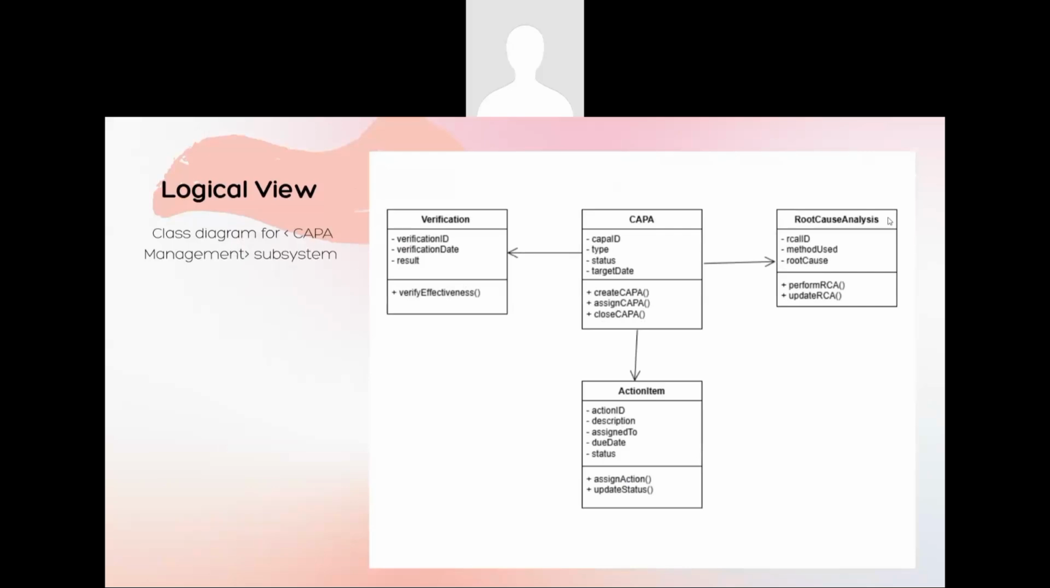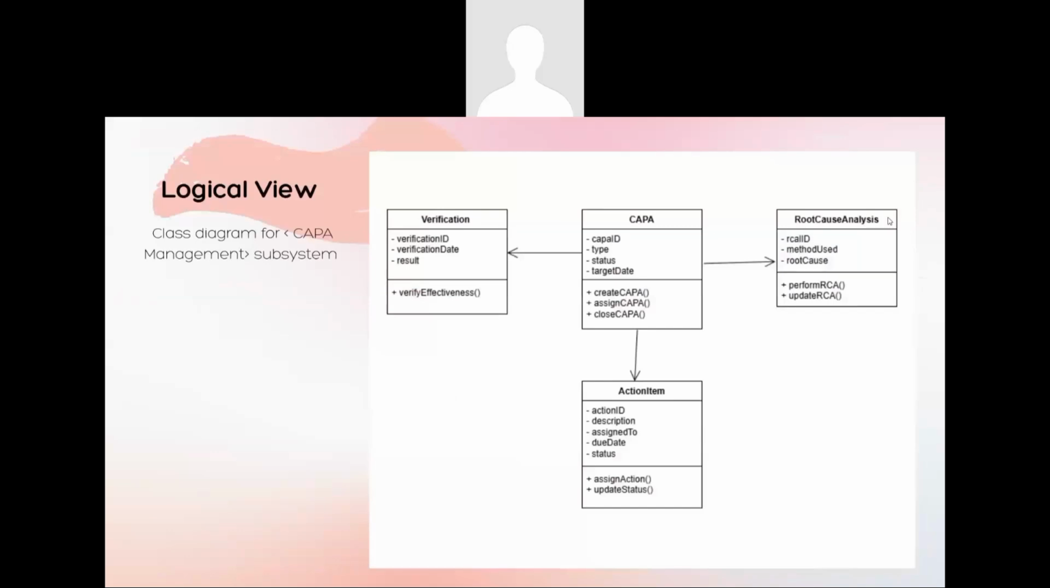Okay, so this diagram, our class diagram, represents the CAPA management subsystem, which handles the corrective and preventive actions. The main class is CAPA, which tracks the CAPA type, status, and target completion date. Each CAPA includes a root cause analysis to identify why an issue occurred, using methods like the 5 whys or fishbone diagram.